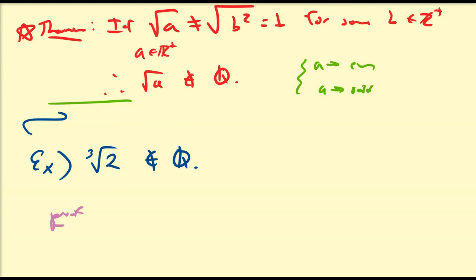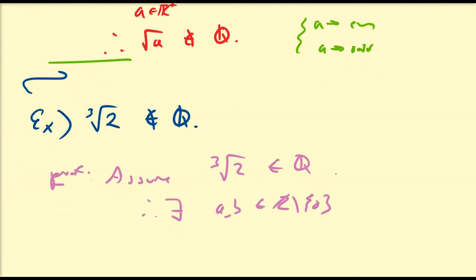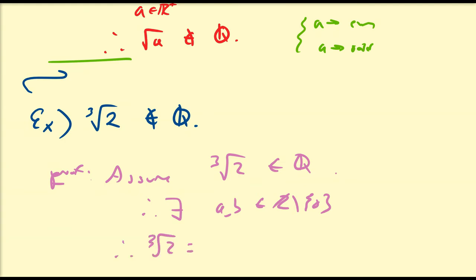All right, so proof. We're going to assume the contrary. We're going to assume that the cube root of 2 is in the set of rational numbers, which means that there exist a and b in the set of integers. Let's assume they're non-zero, as we usually should, but sometimes I'll leave that out, such that the cube root of 2 is equal to a divided by b.